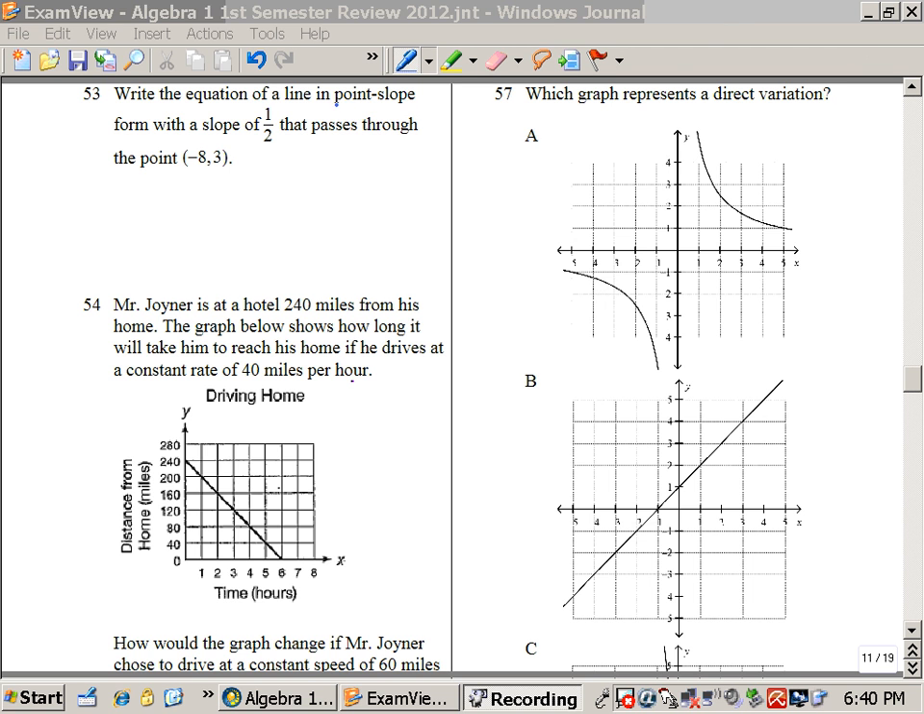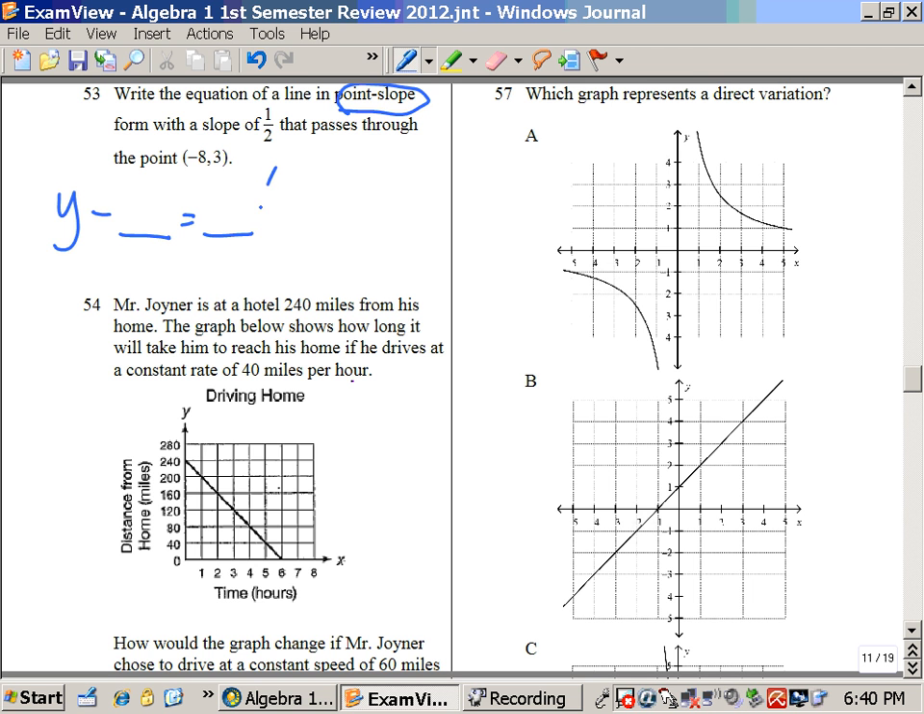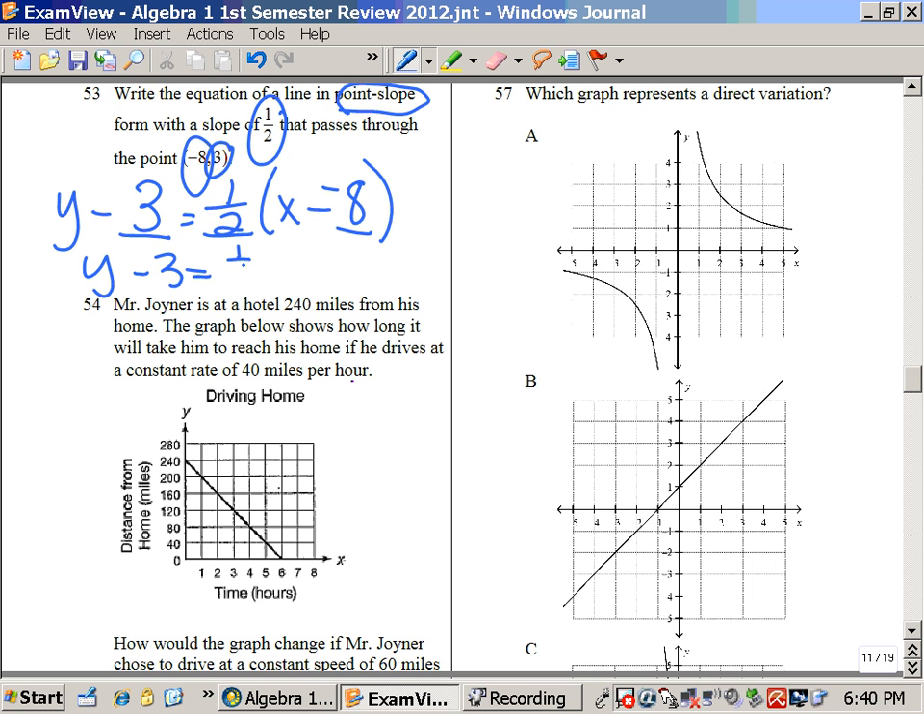53, I have to write the equation in point-slope form. Now, point-slope form is just where you plug in each of the numbers, and that's all you do. You don't do anything else. Remember, point, slope, stop. The y value is 3, so I'm going to fill a 3 in here. My slope is 1/2, so 1/2 goes here. The x value is -8. So your final answer would be y minus 3 equals 1/2 times x plus 8.